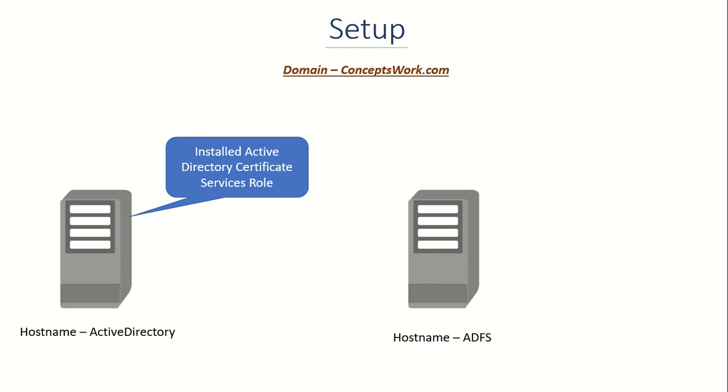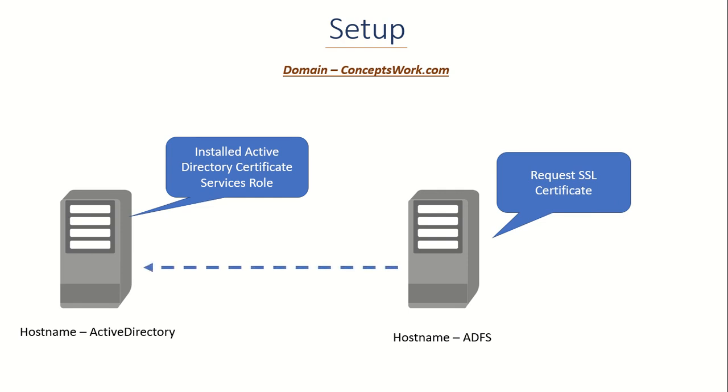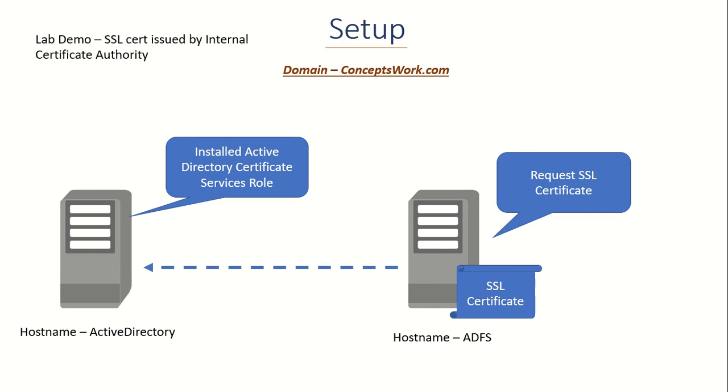From this machine, I'm going to request an SSL certificate that will be given to me by this internal CA, the same machine on which we have installed the Active Directory Certificate Services role. Once I have the SSL certificate saved on my machine on which we will be installing ADFS, we will proceed with the installation. Since this is a lab demo, I have used an SSL cert that is issued by my internal certificate authority, that means this particular machine.